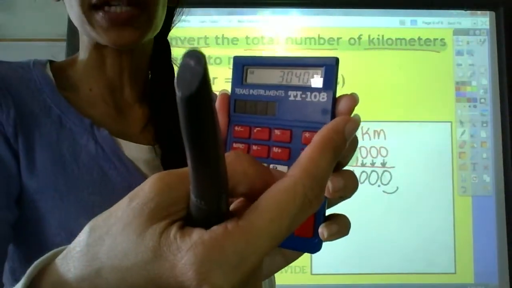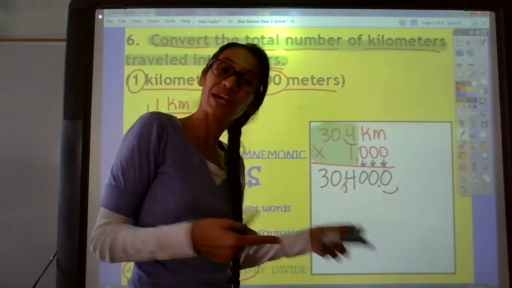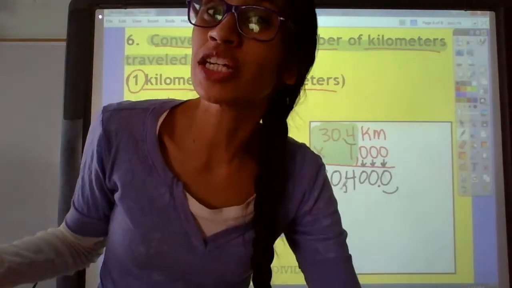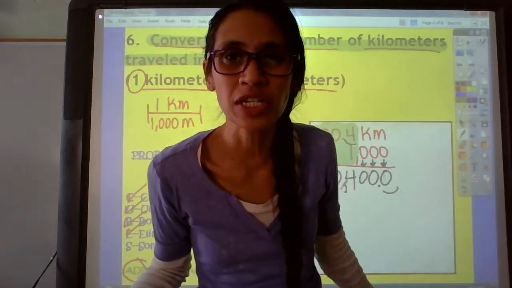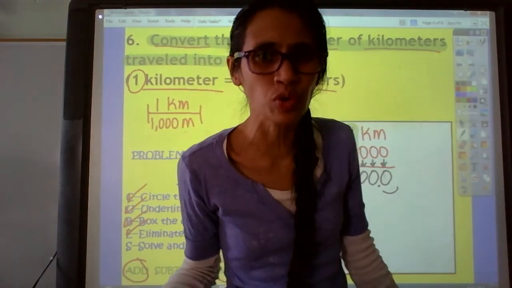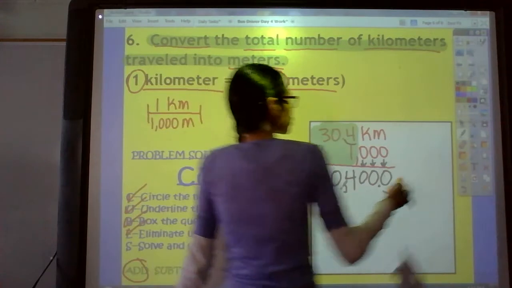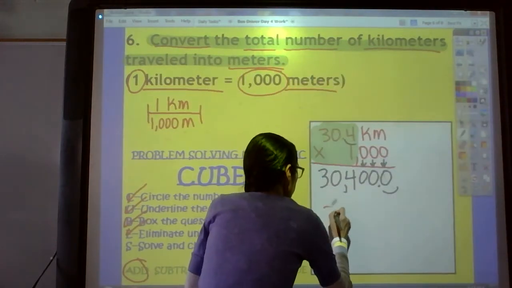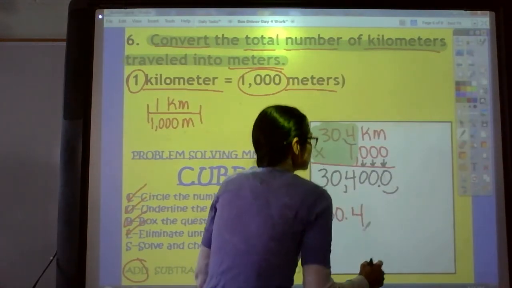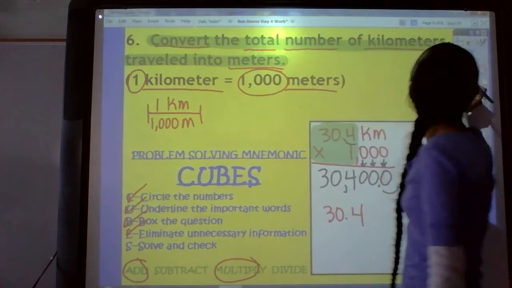They have a decimal at the end. We have a decimal and 0 at the end. It's the same thing. Now we need a unit. What? You want me to show you the other way? I can show you the other way. We could do 30 and 4/10 times 1,000. What do we have to do?